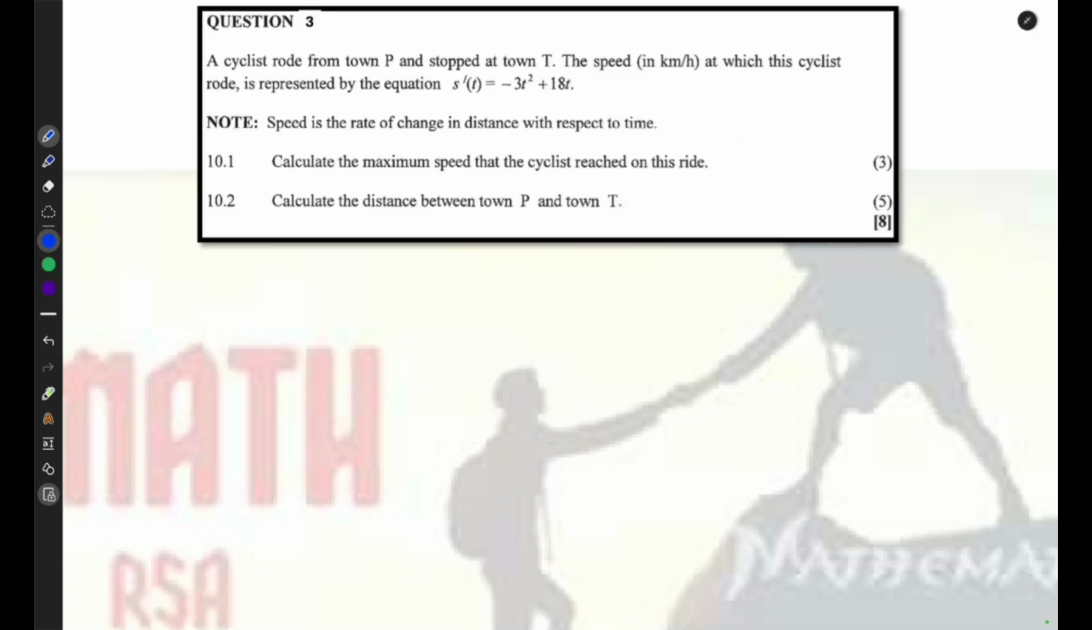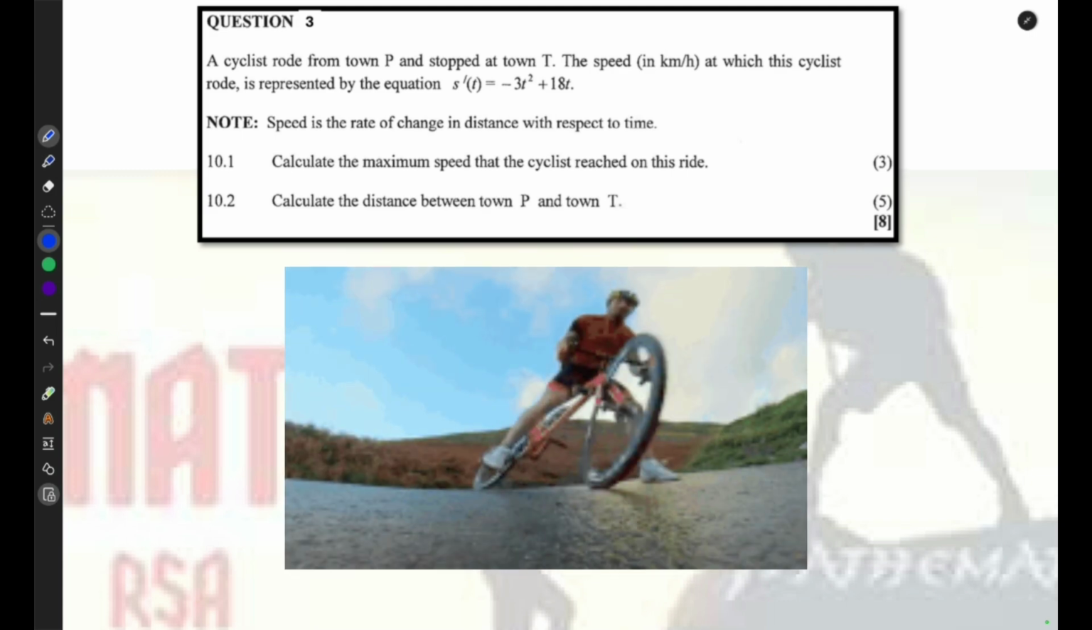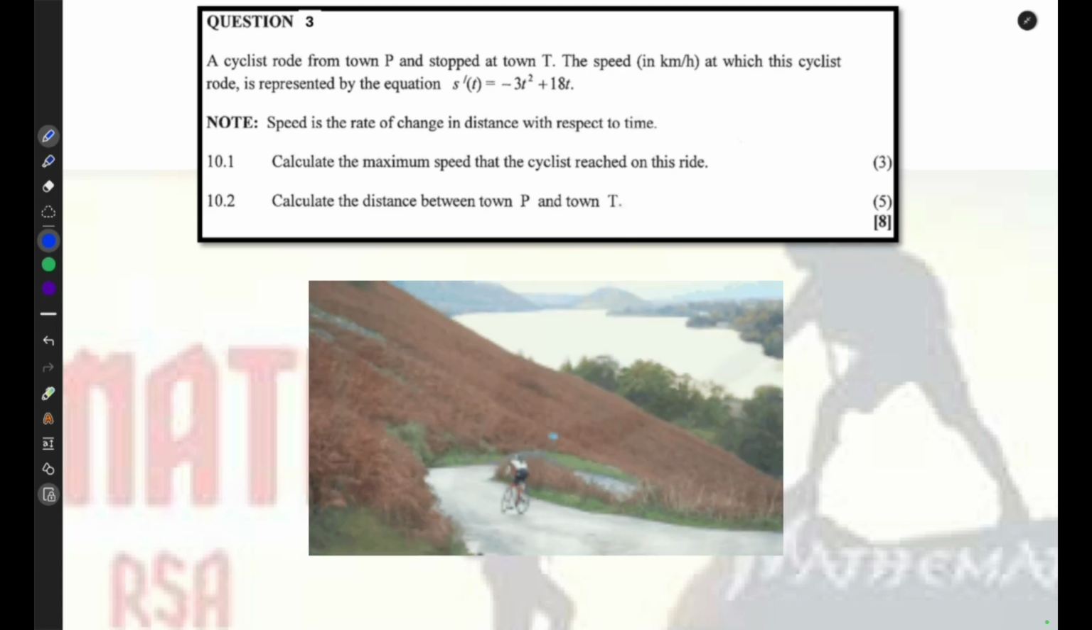Question 3. So like I said in the theory video, the stories they can come up with are extremely random. So in this case, it's a cyclist. So let's read the question. A cyclist rode from town P and stopped at town T. The speed in kilometers per hour at which the cyclist rode is represented by this equation. Note, speed is the rate of change in distance.